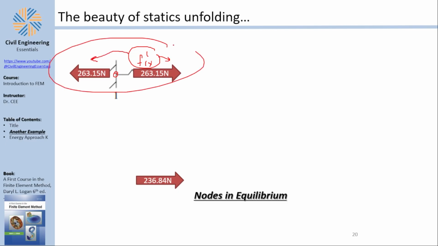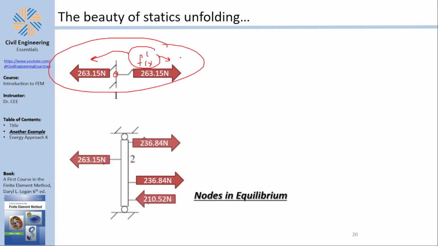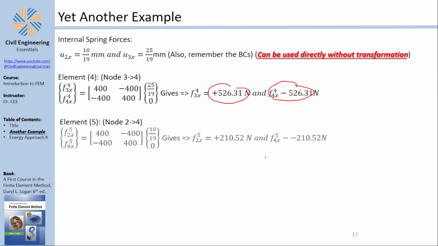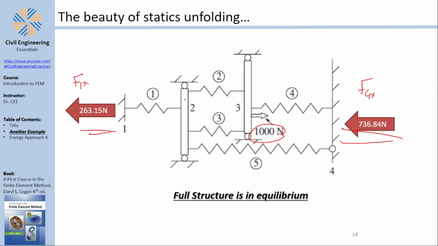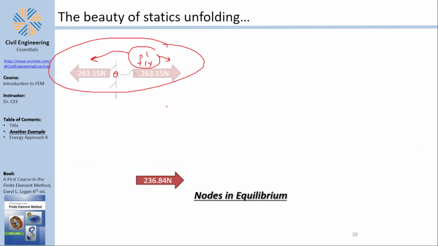You can see that this is equilibrium, so perfect. Now let's go to node number 2. Node number 2 is really peculiar. Let me just remind you, this is node number 2, right? Node number 2 has 1, 2, 3, 4 elements connected to it. So let's take a look at node number 2.